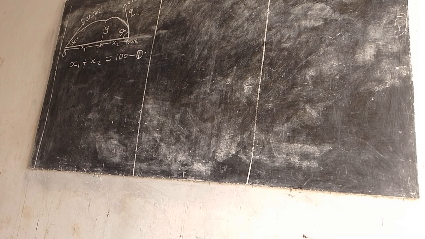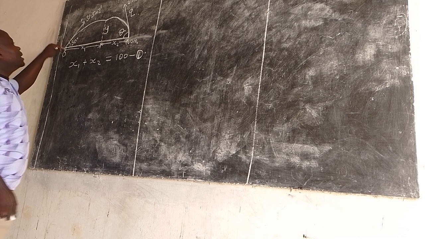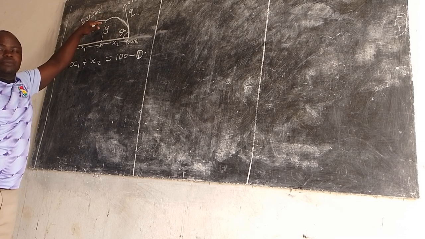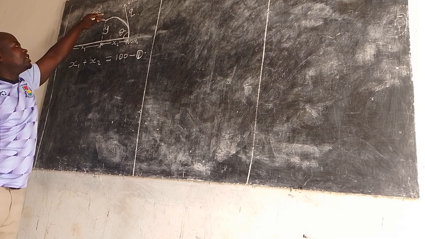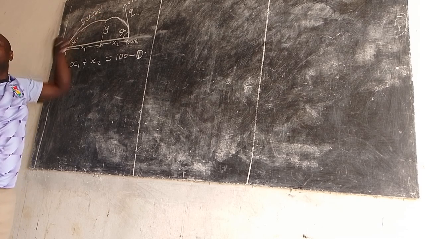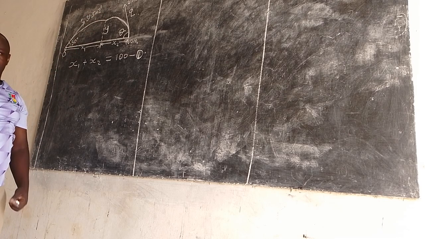And again, they want the angle of projection. Now, at the point when these particles collide, they will be at the same distance from the ground level. Does that make sense also?